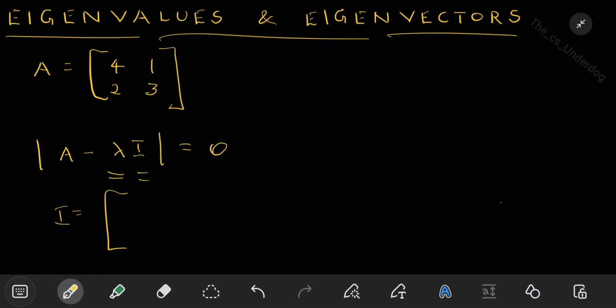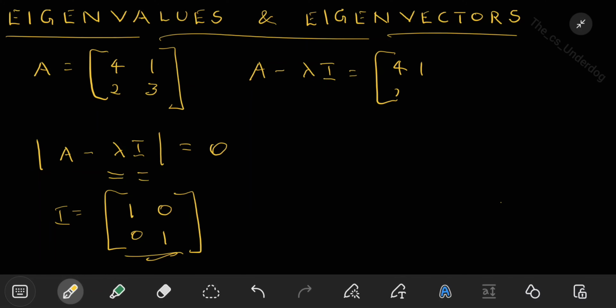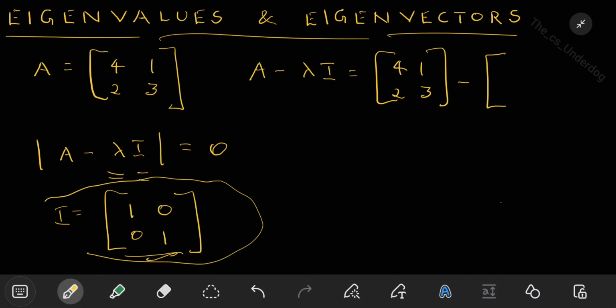What is the dimension of A here? It is a 2 by 2 matrix. So I should be 1, 0, 0, 1. This will be your I in this particular case. So what will be your A minus lambda I? That will be 4, 1, 2, 3, this is your A, minus lambda times this. What will you get if you multiply lambda with this? All the ones will become lambda, zeros will remain as they are. So this will be lambda, 0, 0, lambda.